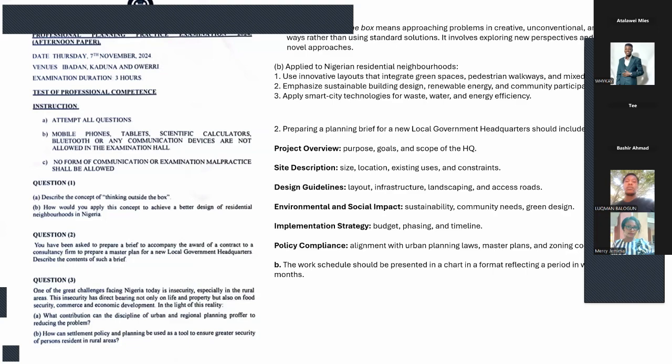You just do new things that have not been done anywhere. Maybe in your state, you are working with the State Development Board, or maybe you are working with the Ministry of Works. You can suggest something to the state government that has never been done before. So if you've done that, that means you are thinking outside the box. Okay. So we also have other things like applying smart city technologies for waste, water, and energy efficiencies.